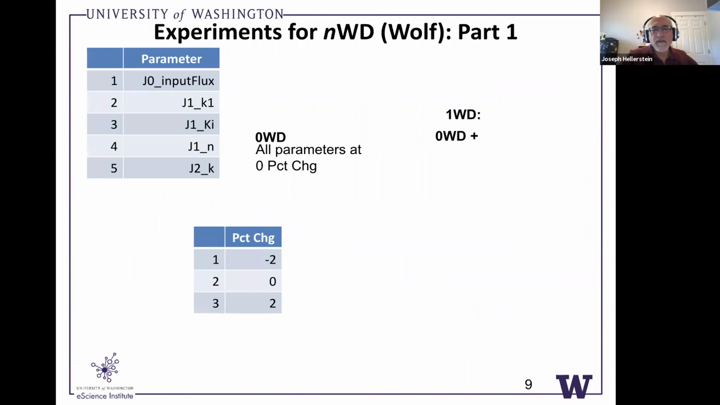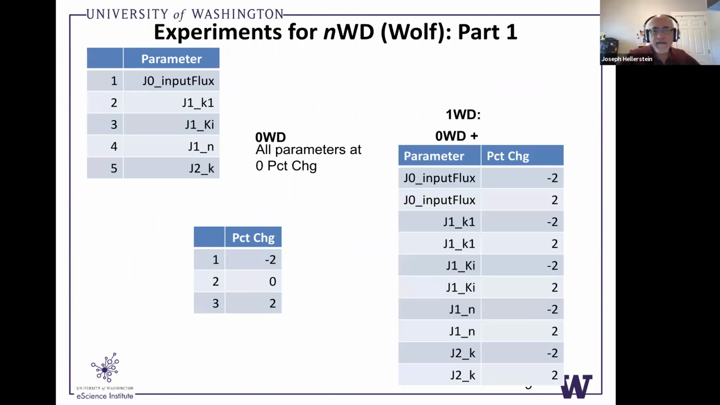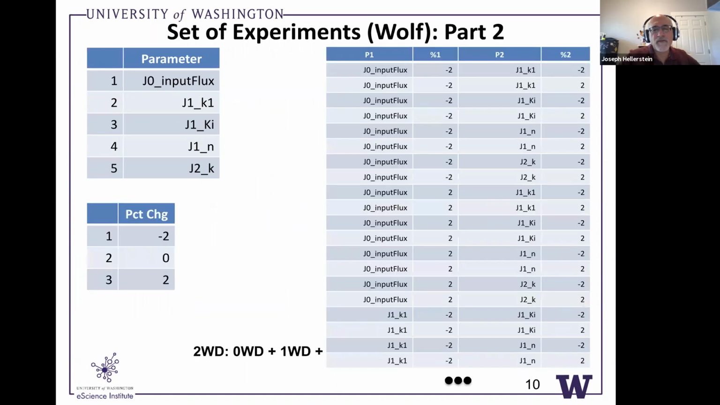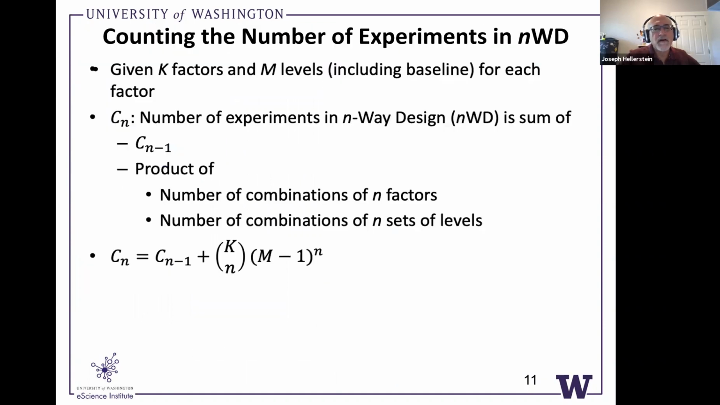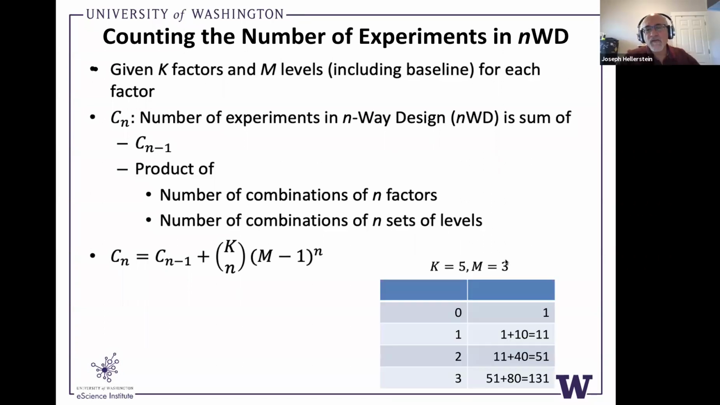I'm not going to go through a lot of detail here given our time. It shows you the combinations that you might consider. I wanted to move over to this one, counting the number of experiments in an n-way design. This gives you the combinations in a mathematical formula, where I gave it to you in words from before. It gives you sort of a feeling here.